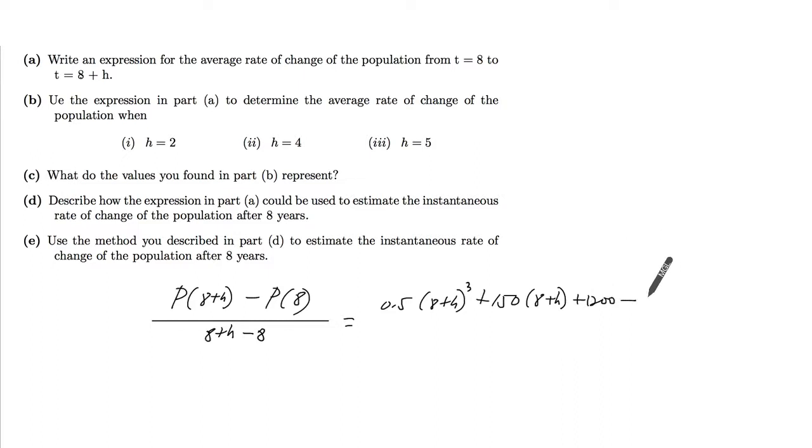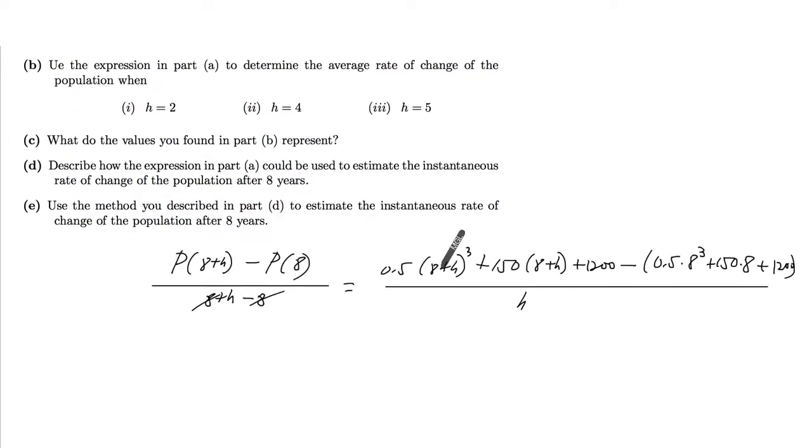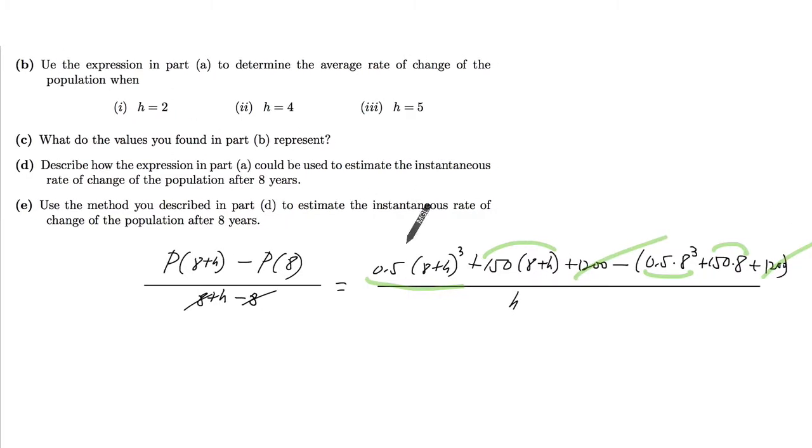Okay, and then just plug in 8, right? Okay. Now the key to simplifying this is to group the like terms. This and this is a like term. This and this is a like term, and these two will cancel each other out. Right? 1200 minus 1200. So let's put the like terms right beside each other.